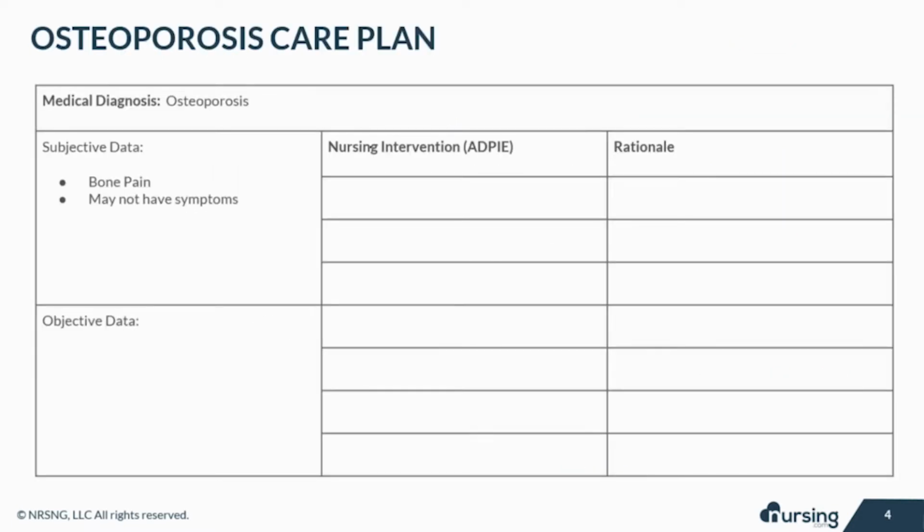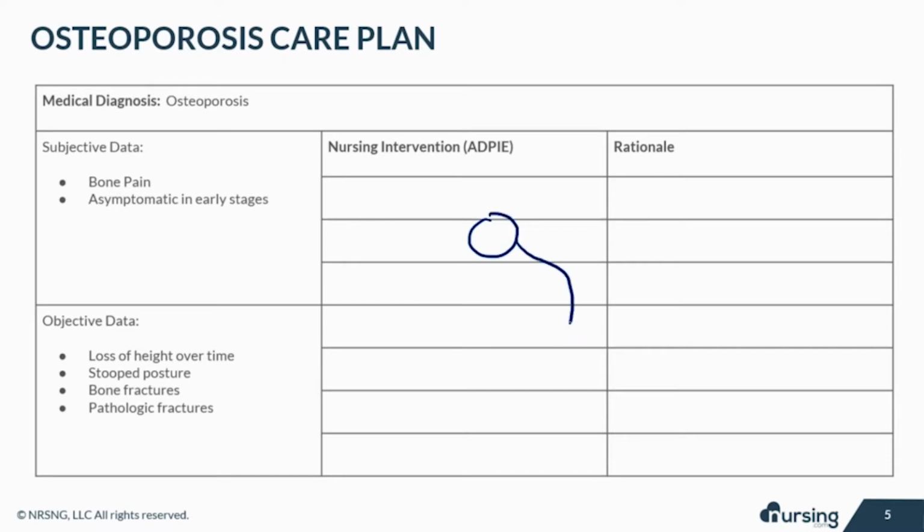So the patient with osteoporosis might experience some bone pain, but it's really important to notice that many patients don't have any symptoms at all. Now let's look at the possible objective data. So the patient might experience some loss of height over time, and that's because of the loss of bone mass. Their posture might be really stooped, like this woman in this picture here, and they could have that kyphosis of the spine due to the bone breakdown. So bone fractures are really common, especially in the hip and pelvis area, in the elderly because they fall with those weakened bones. Pathologic fractures might even occur without any trauma at all.